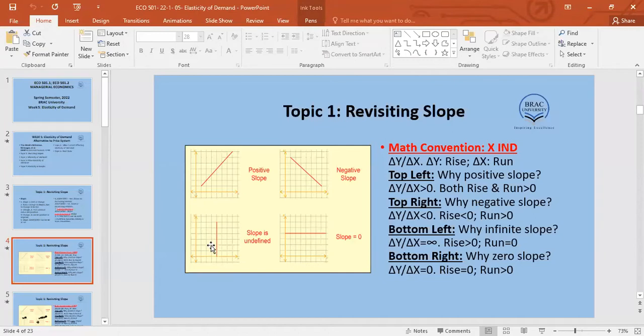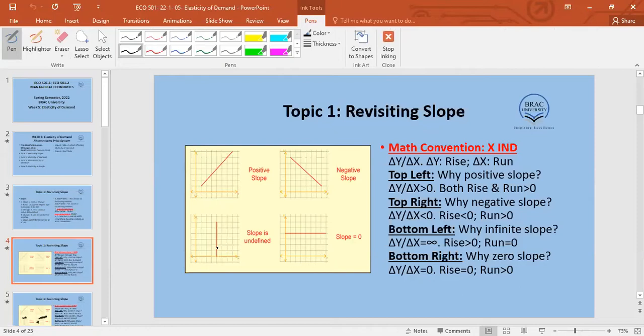This is 90 degree. Why? Sir, because of reference axis? Yes, because the reference axis is now x, and it is creating a 90 degree angle with the reference axis. That's why in the mathematics convention, the slope becomes infinite or undefined. Over here, it's creating a 0 degree with the reference axis x. So the slope is 0.